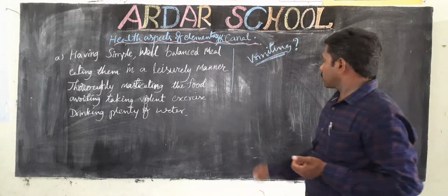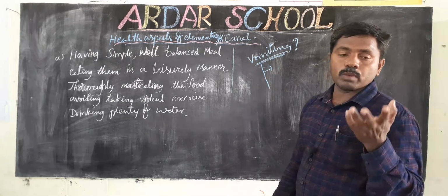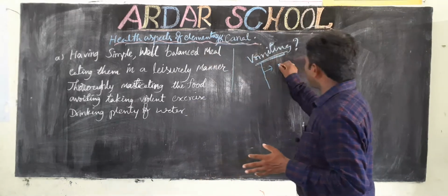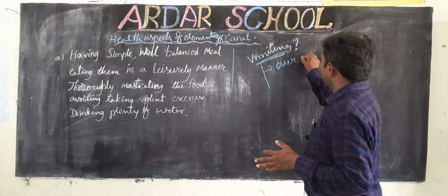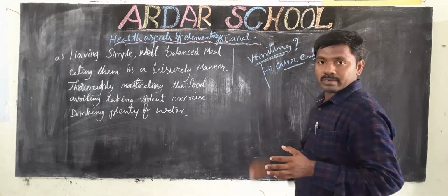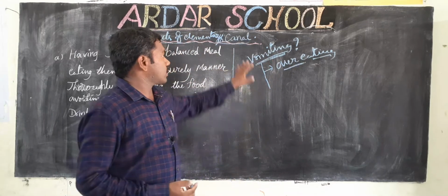Okay children. When does vomiting occur? First, overeating. Sometimes we eat more. That is the main cause of vomiting.